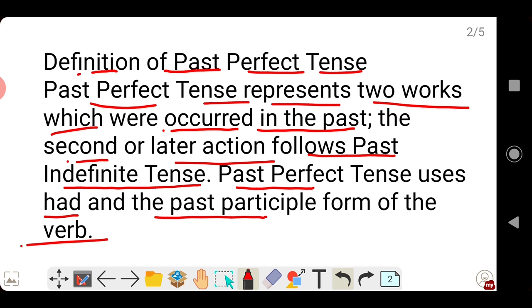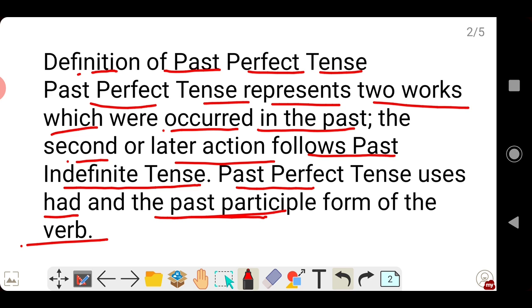Basically, there will be two actions in the case of past perfect tense. The later part of the sentence follows past indefinite tense, and the first part follows past perfect tense, which is combined with had and the past participle. Past participle is also called the third form of the verb. What is the third form? Like come, came, come. Come is the first form, came is the second, and come again is the third. So past participle is that.